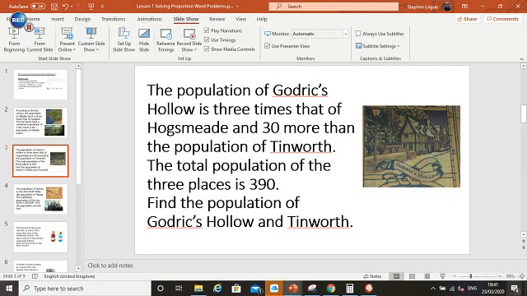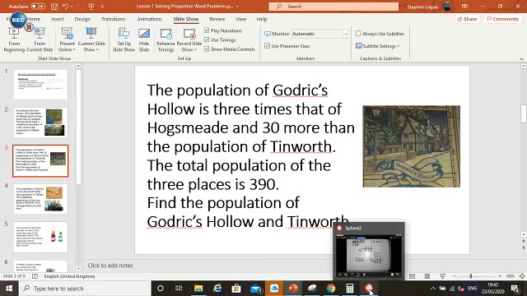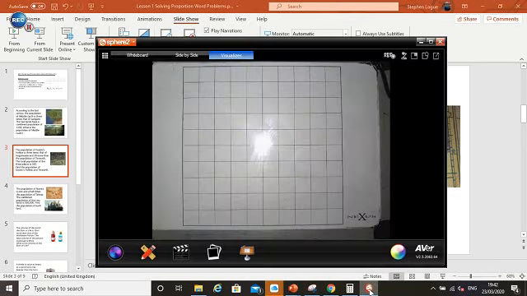Godric's Hollow, Hogsmeade, Tinworth. The word problem said that the population of Godric's Hollow is 3 times that of Hogsmeade. It also said that it is 30 more than the population of Tinworth.